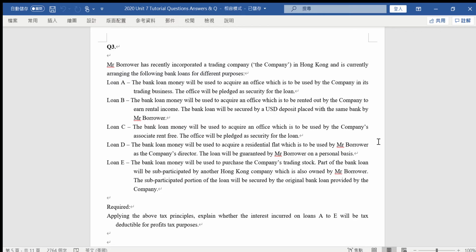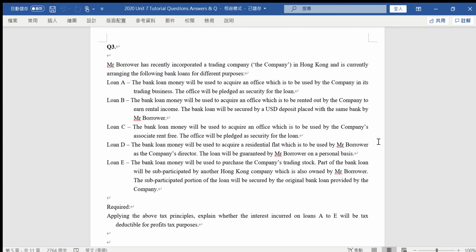Now, by looking at this one, although there is an acquired office, is it used by the company for the production of assessable profit? You will find that it is rent-free and given to a company associate. Because of that, it doesn't provide any assessable profit, and that doesn't satisfy the general deduction rule. That's why any interest related to acquiring this office will not be allowed to be deducted.